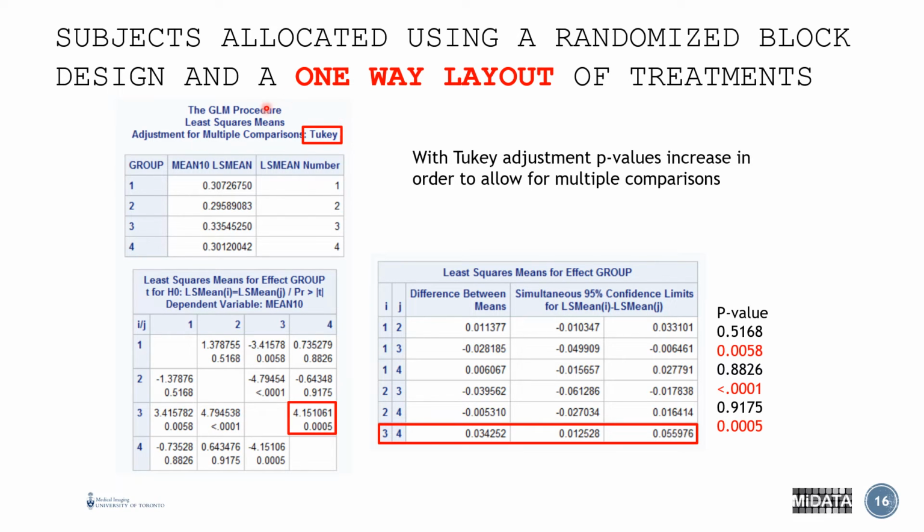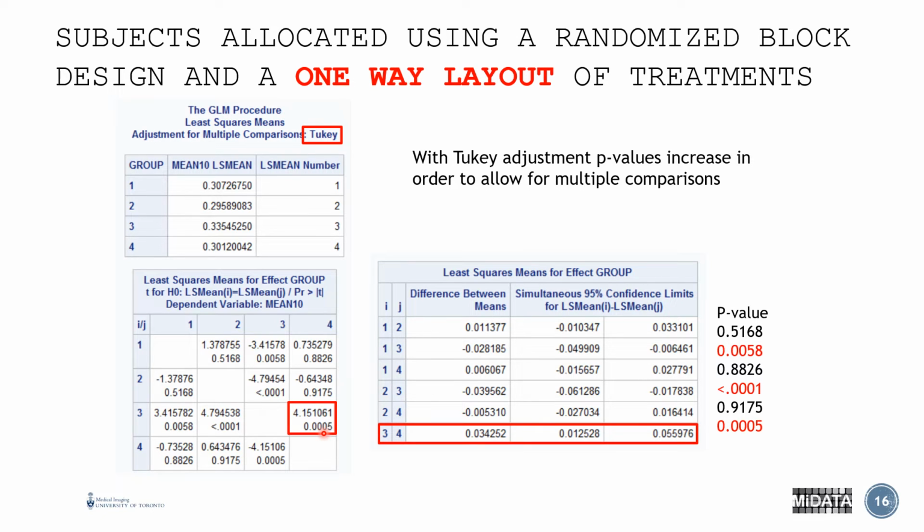And so this is just an option in your code that you say adjust equals Tukey, and what it does is it performs the Tukey adjustment for the p-value. When you do that here, you'll see that, for instance, for our comparison of interest, 3 and 4, the p-value is actually a little bigger. It's still significant, but it's a little bigger.